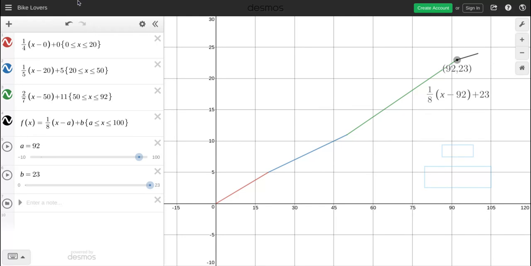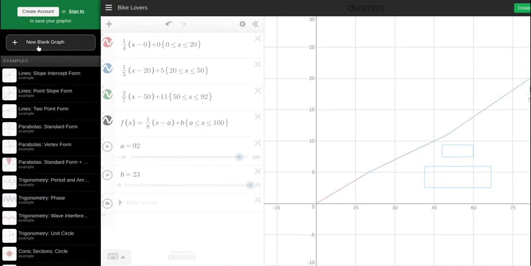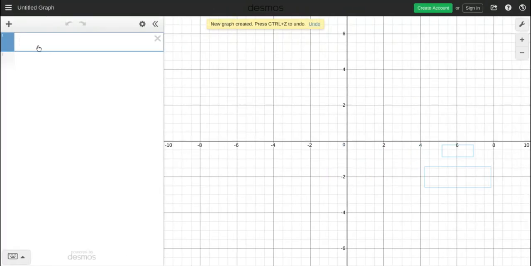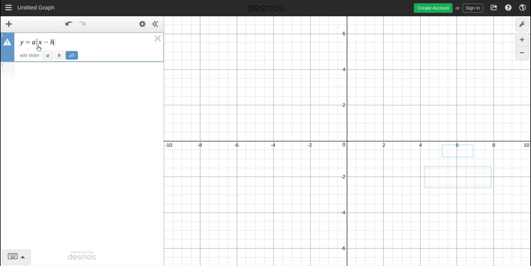Now, Bike Lovers is the bridge point to a lot of other learning. So I'm actually going to do a new graph, and we're going to do an absolute value. One of the things that Bike Lovers allows us to do is to start to look at absolute value functions in the context of two pieces. They are, in fact, a two-piece continuous piecewise function.